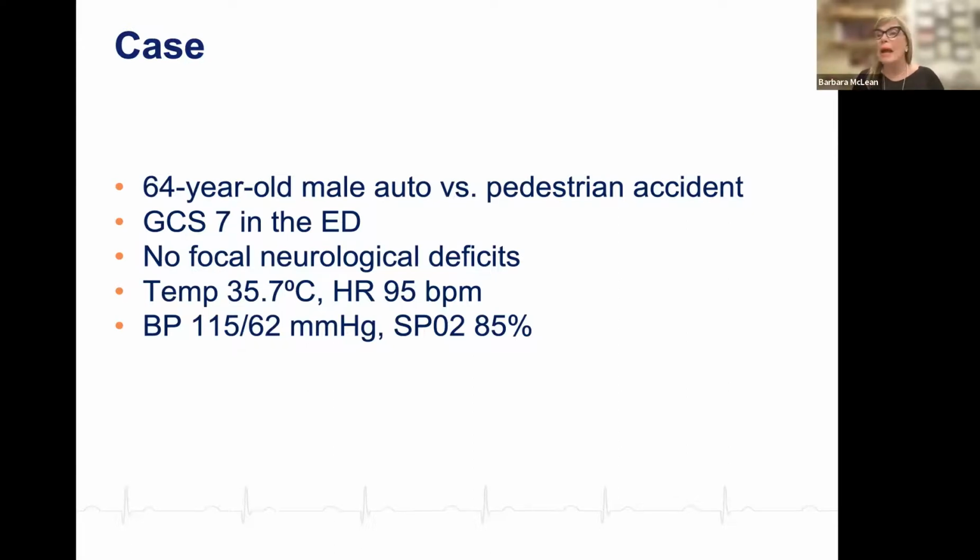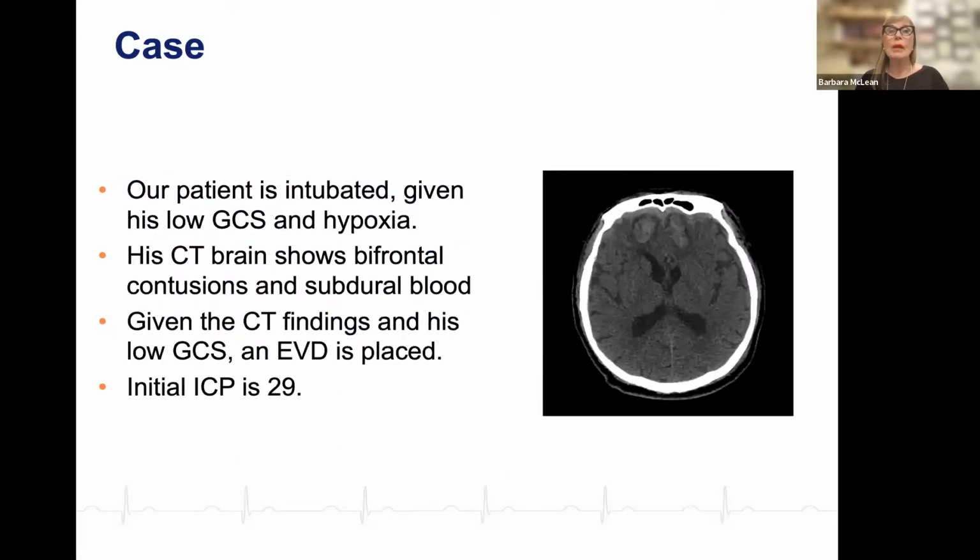So, 64-year-old man in an auto versus pedestrian accident. His GCS is 7 in the ED, has no focal neurologic deficit, temperature 35.7, heart rate 95, blood pressure 115/62, and his SAT is 85%. So he's intubated because of his GCS, because of his hypoxia. We put him on 100% FiO2, and he's on about 11 or 12 of PEEP. And when we see the CT, we see that he has very significant contusions, and he has some subdural blood. So very significant contusions, and they're bilateral, bifrontal contusions. We already have compression of his ventricle, and we may have just a little dural shift, okay?